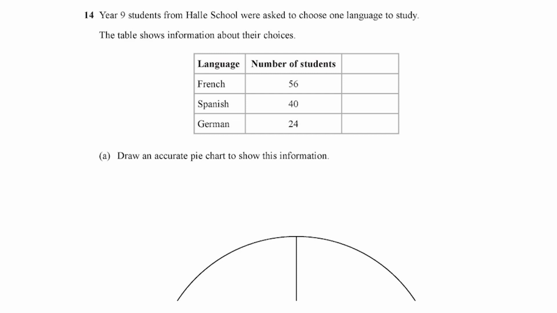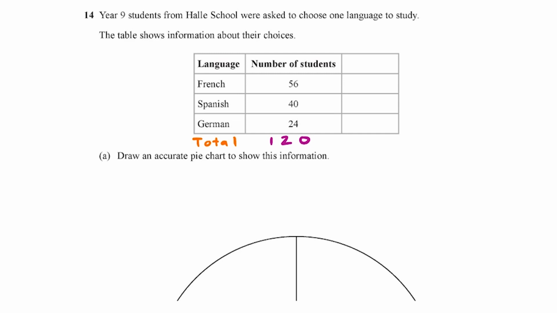So the way to do that, we need to find out how many people are included in this survey, first of all, and we just add up the total number of students. So 56, add 40, add 24, gives us 120. So there were 120 students that were asked about this. And they get to share those 360 degrees between them. We're going to split that circle up and share it between 120 people. So to work out how much of the circle they each get, we do 360 divided by 120.